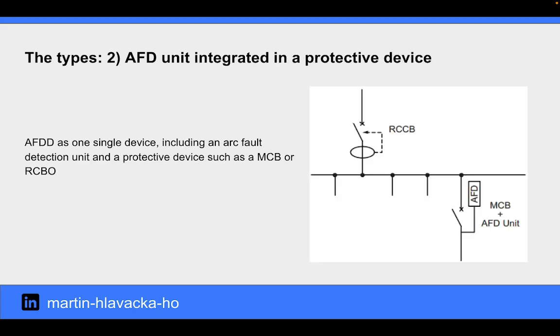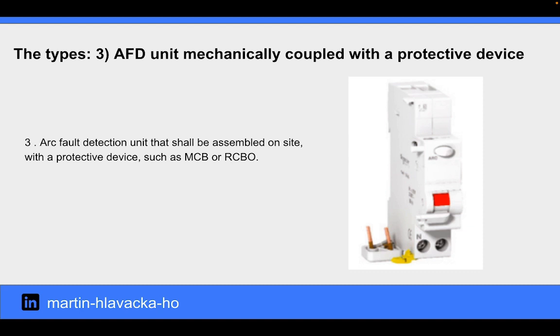The second type is AFDD as one single device, including an arc fault detection unit and a protective device such as MCB or RCBO. And the third type, arc fault detection unit, can be assembled on site with a protective device such as MCB or RCBO.